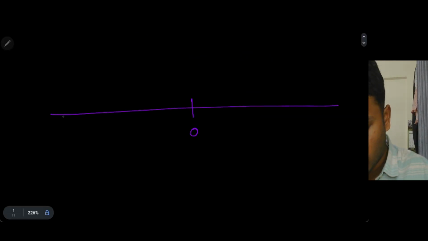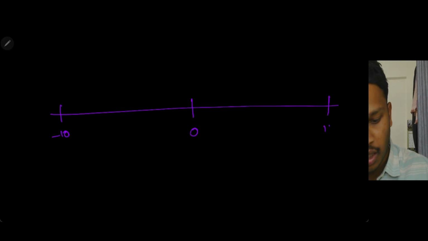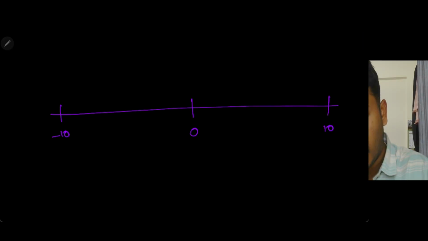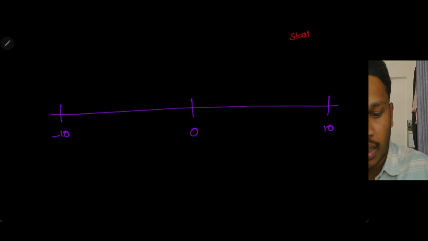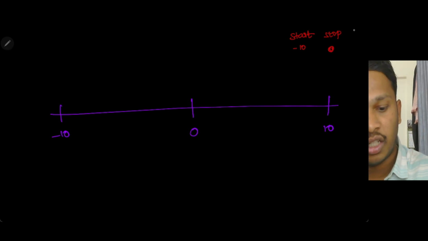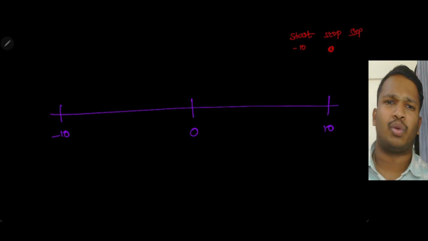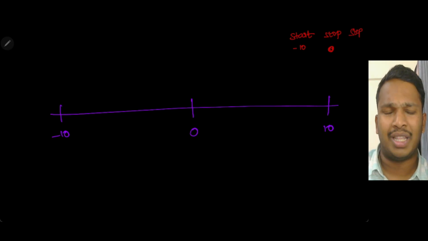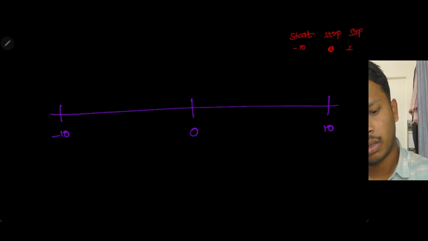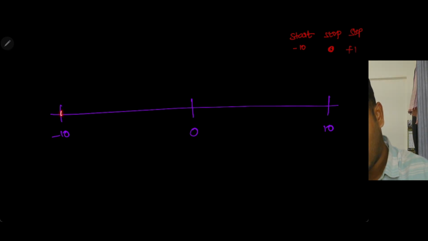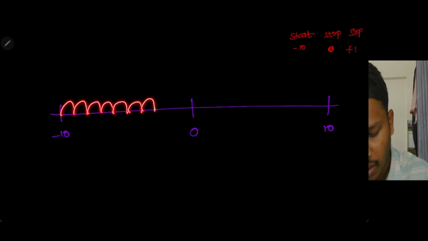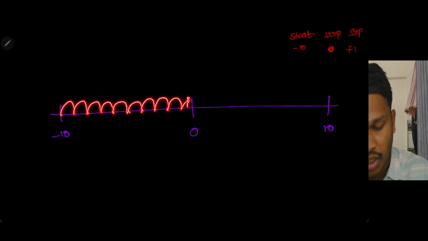This is 0. This is minus 10. This is plus 10. Now if my start is minus 10, stop is 0, what could the step be? Plus 1. Now minus 10 plus 1 is minus 9, minus 8, minus 7, minus 6, minus 5, minus 4, minus 3, minus 2, minus 1. Minus 1 plus 1 is 0. No, don't touch it. Stop there only.